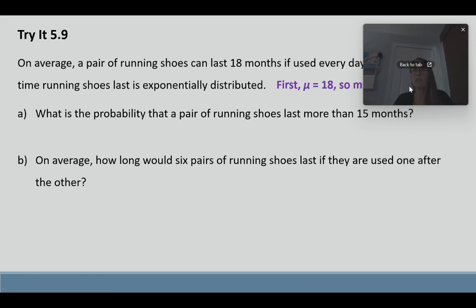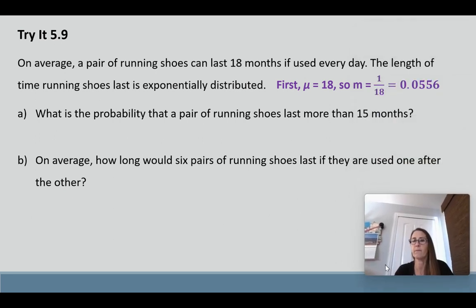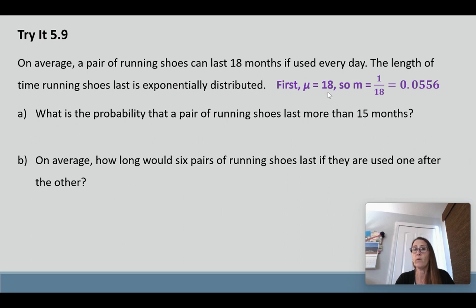So first, we know that our mean, our mu, is 18 because it says 18 months. And for this kind of problem, remember your units. For all problems, remember your units, but especially for ones that you might convert, like minutes to hours or months to years. And if this said, what was the probability that a pair of running shoes lasts more than a year and a half, you'd have to convert that into months to make it all make sense. So anyway, our mean mu is 18. So M is 1 over mu. And so 1 over 18 is 0.0556.